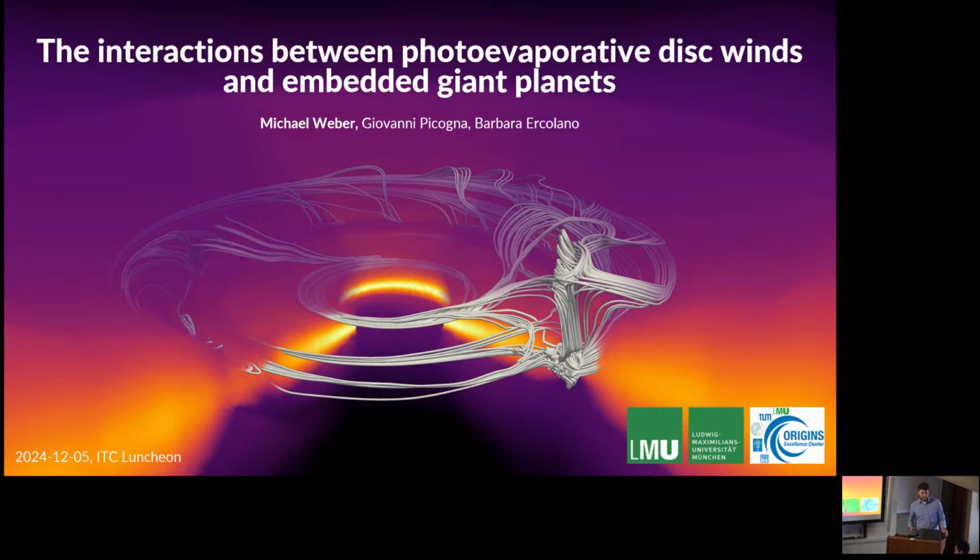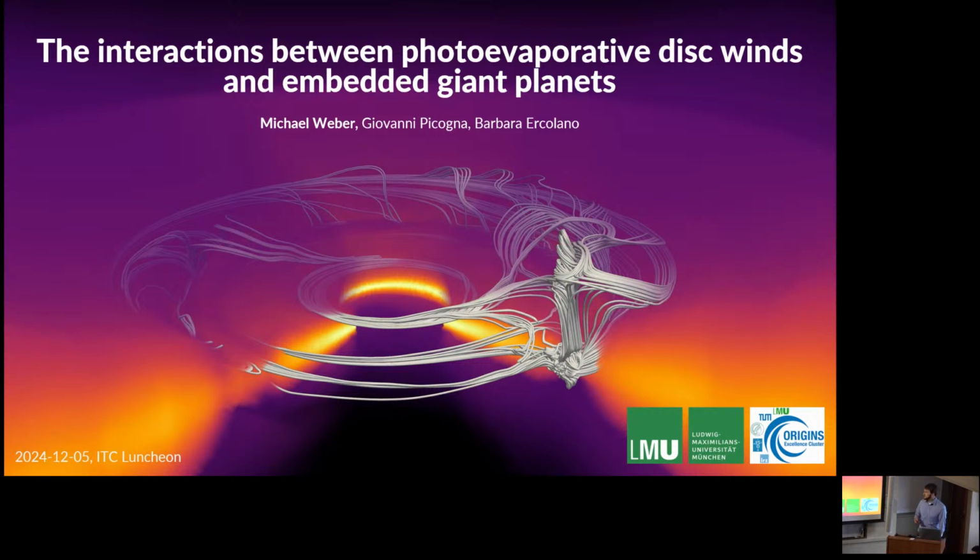In general, we are interested in disk winds because we know that they are most likely one of the key mechanisms responsible for the quick dispersal of protoplanetary disks. After a couple million years, most of the protoplanetary disks are gone. This, of course, sets the upper limit for the time planets have available to form. We also know that planets can create strong substructures in their disks, especially giant planets. They can carve gaps around their orbit. They can create spirals. And with two such important effects on the evolution of protoplanetary disks, the idea of this project was to see whether or not they interact with each other.